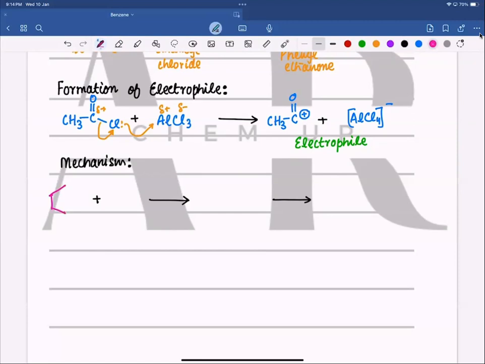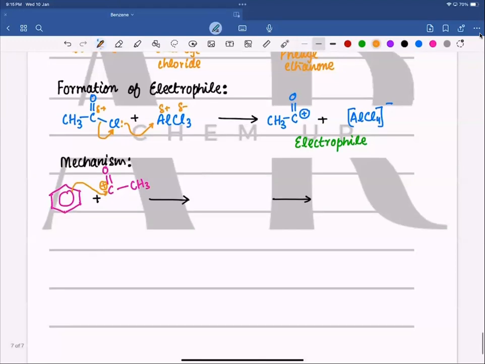So, we have a benzene ring, and that carbon with a positive charge gets attracted towards the benzene ring due to the positive charge on it, and the benzene ring has a high electron charge density. So benzene attacks this carbon from its pi bonding electrons and provides 2 electrons to that carbon, forming 2 bonds with it. As a result, its pi system is disturbed and the carbon gets bonded to the carbonyl carbon of the electrophile.